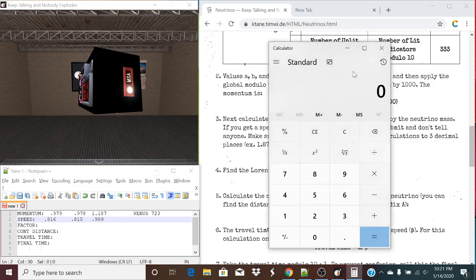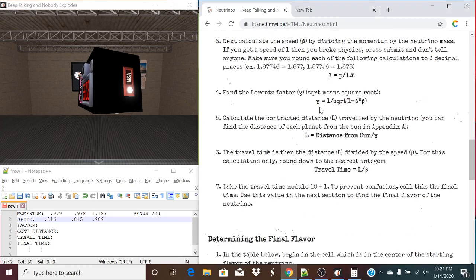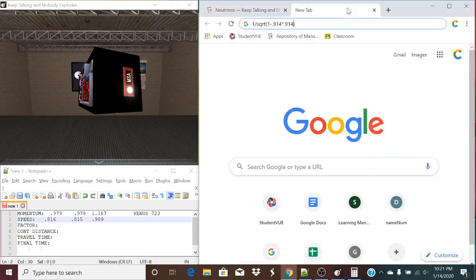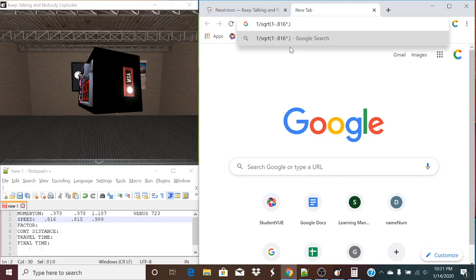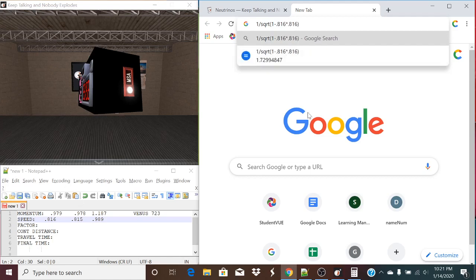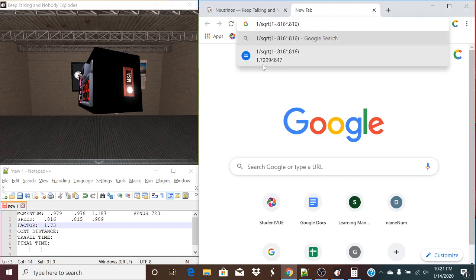Next up, the Lorentz factor. Sorry, I'm not good at pronouncing stuff. So we're going to plug in each of the speeds to this little formula up here. 0.816 and a 0.816, giving us a 1.730, or 1.73 in this case, because we rounded up, and that's that. Just to confirm, 1.73. Yep, that works.